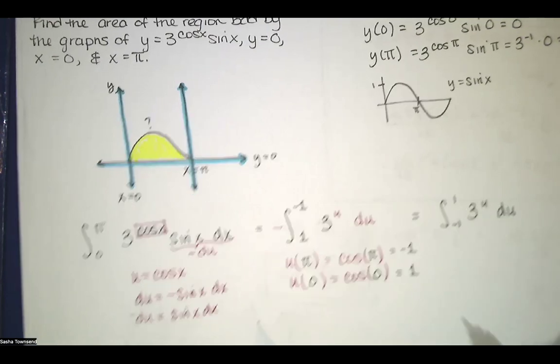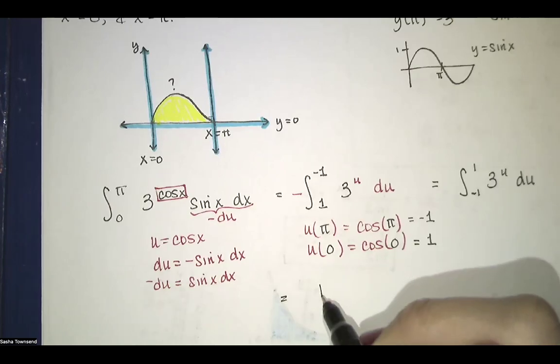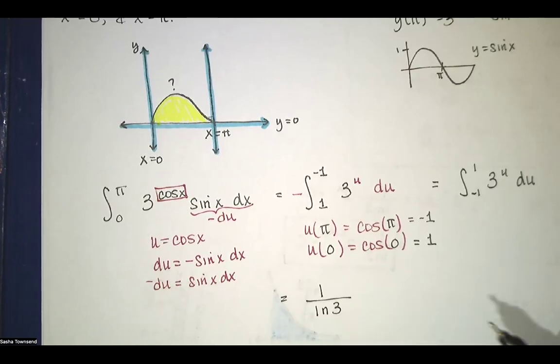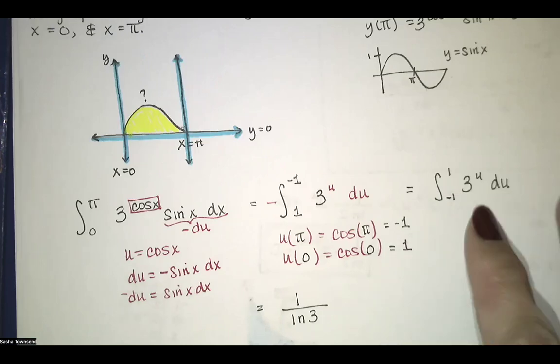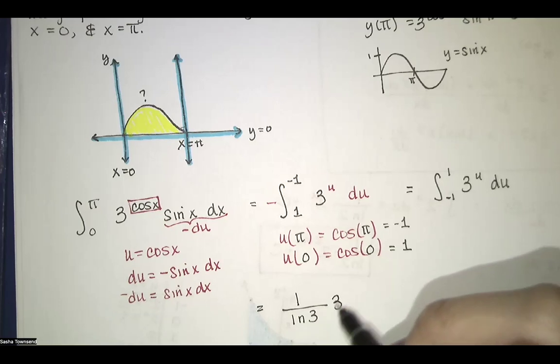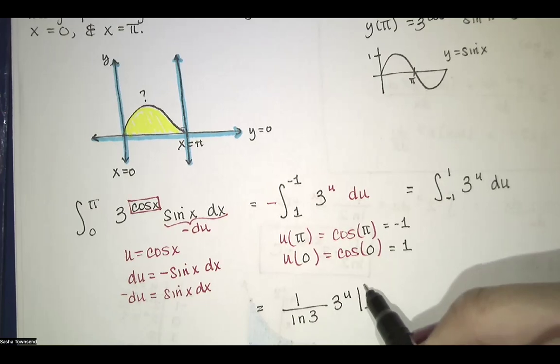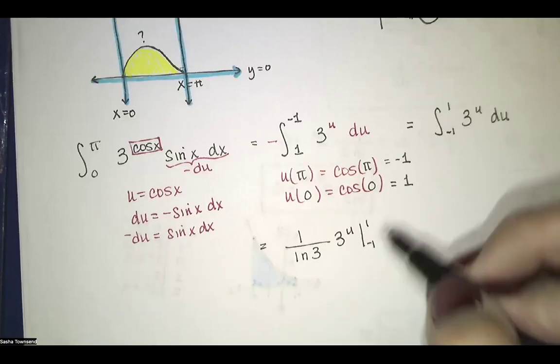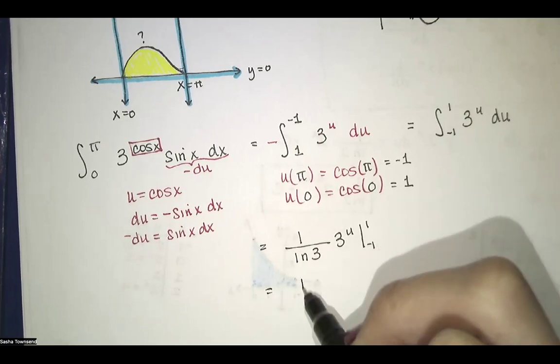And you say, do I have a rule for that? Yes, we do have a rule for that. So we apply the antiderivative rule. We have 1 divided by natural log of 3 times 3 to the u, and we evaluate from -1 to 1. Those are u values, so you just plug those in.